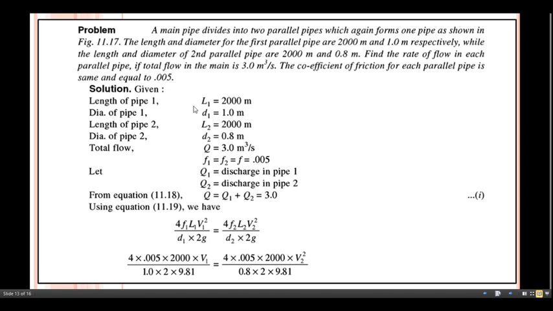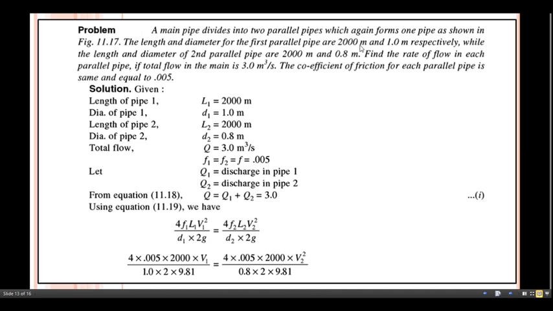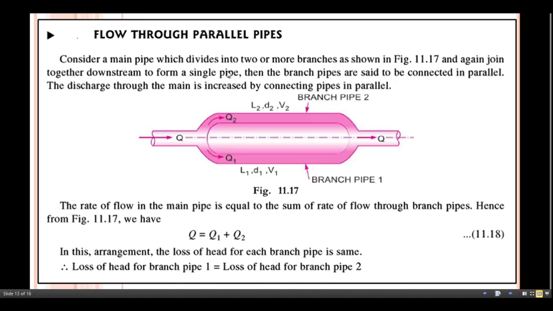First of all, write down the given data here. L1 equals 2000 meters. Just observe this diagram: L1, L2. The corresponding value of L1 is 2000, and similarly L2 is 2000 meters. The diameter for this pipe is 1 meter and for this pipe 0.8 meter. At the same time, the rate of flow, that is the discharge through the main pipe, is 3 meter cube per second.